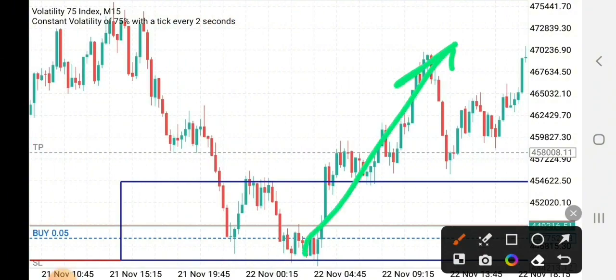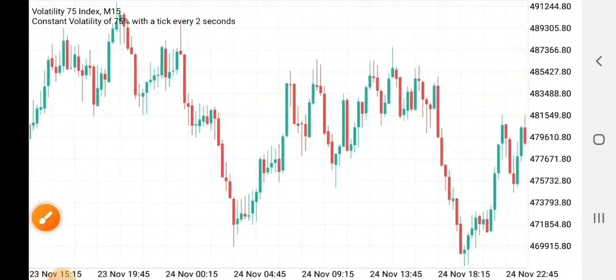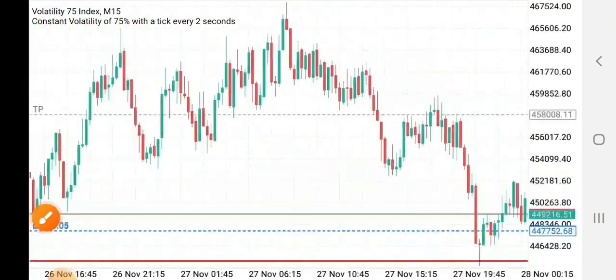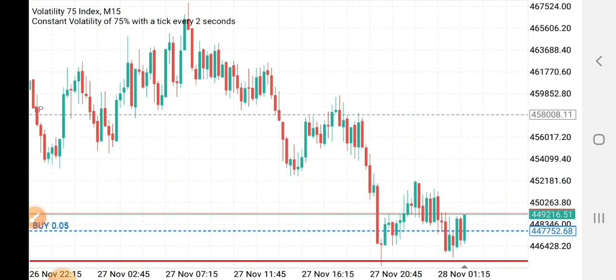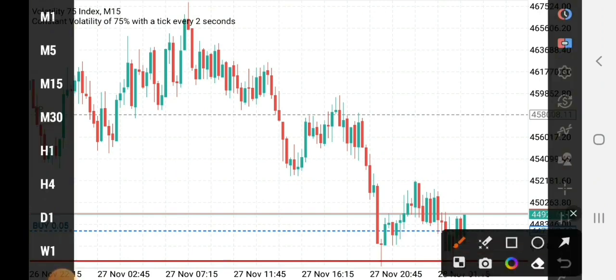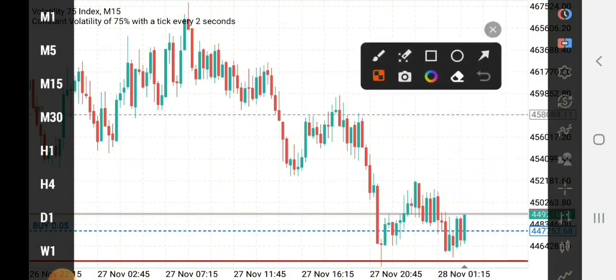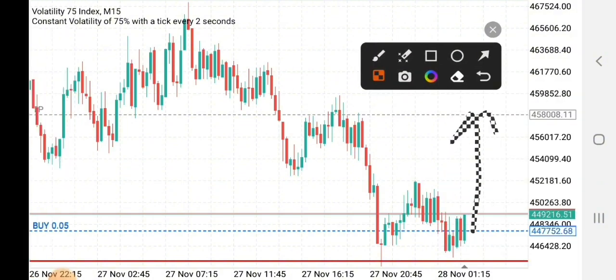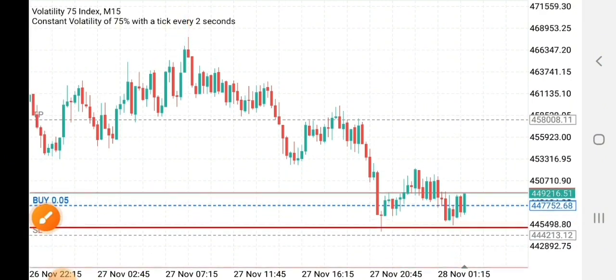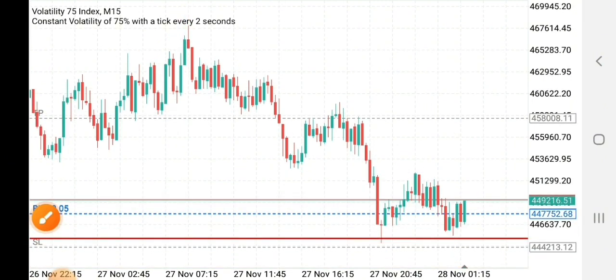Okay, I can go on and on. Just discover this pattern on a bigger time frame, come to a lower time frame and see the same pattern, and you are good to go. So you can see that we are already in profit. Okay, and our target is here, which is up here. It's more than even one, this is about 1:3 or so. So that's exactly how this strategy works.